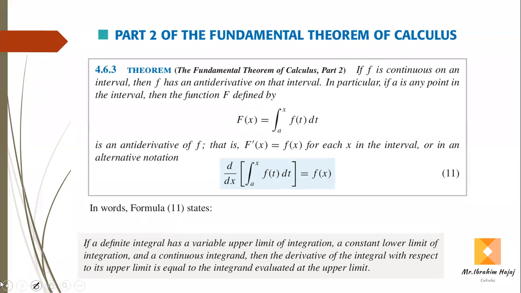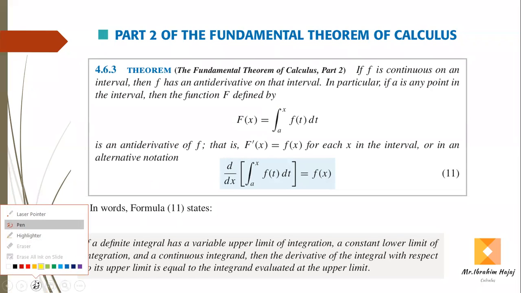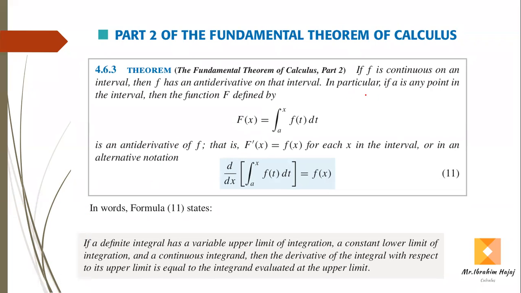Of the fundamental theorem of calculus it states that, and here in the book we call it part 2. If f is continuous on an interval [a, b] and f is a non-negative function and f has an antiderivative on that interval, F uppercase, at any point in this interval, then the function F uppercase defined as F(x) equals the integral from a to x of f(t) dt is an antiderivative of f, such that F prime of x equals f of x. Here are the statements of the theorem.